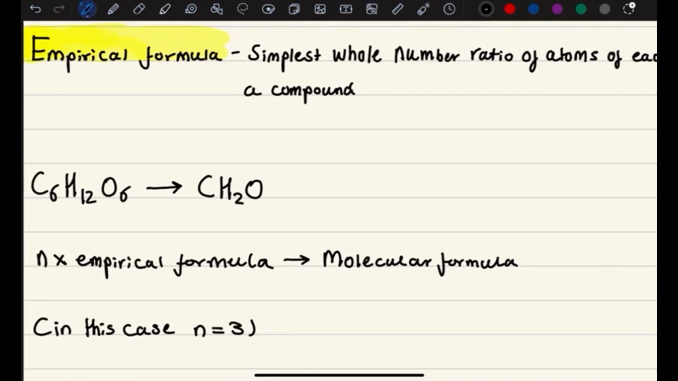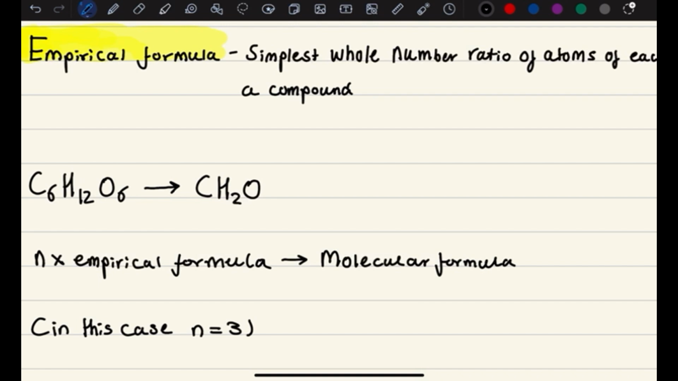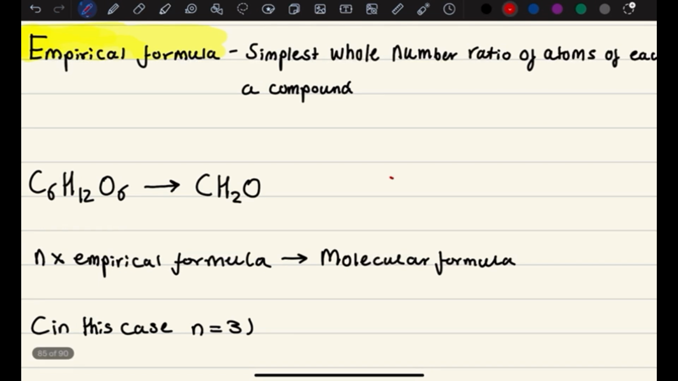So for example, C6H12O6. If I think about highest common factor, let's think to maths. The highest common factor between 6 and 12 is going to be 3, so we can divide everything by 3. Sorry, my apologies, it's 6. A bit of a mistake, that is 6. But you can see here, divide everything by 6, and you're going to get CH2O.